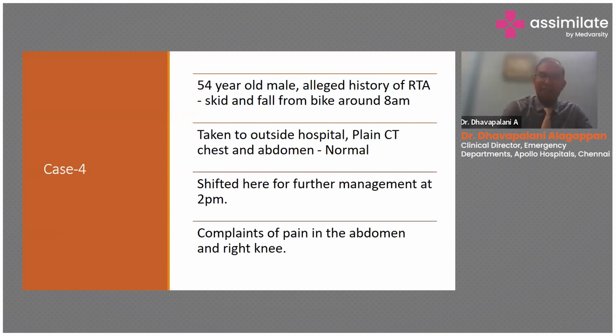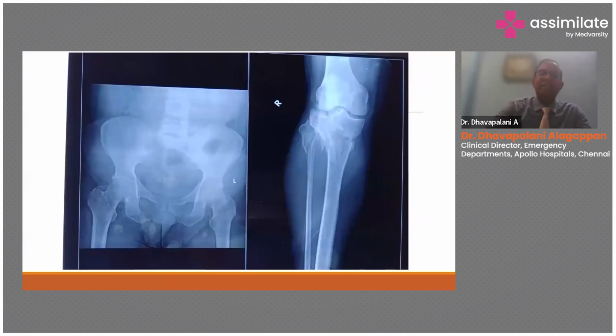And he complained of pain in the abdomen and in his knee. So what do you see? You can see that he's got a proximal tibial shaft fracture. He's got a comminuted fracture of the tibial shaft, tibial condyles and the tibial plateau. I can't see any fractures in his pelvis.